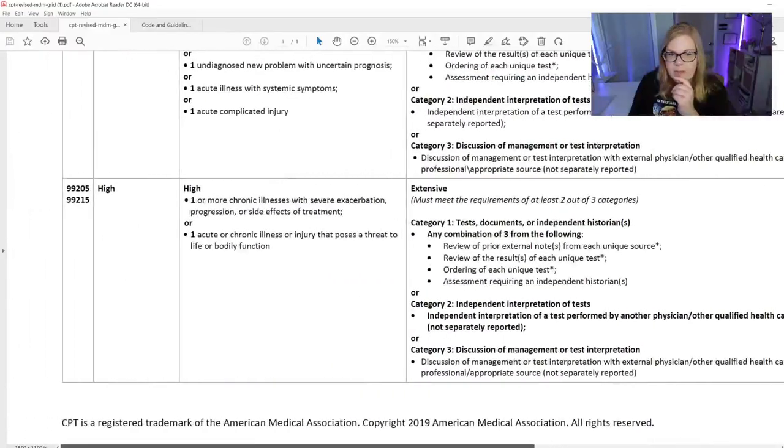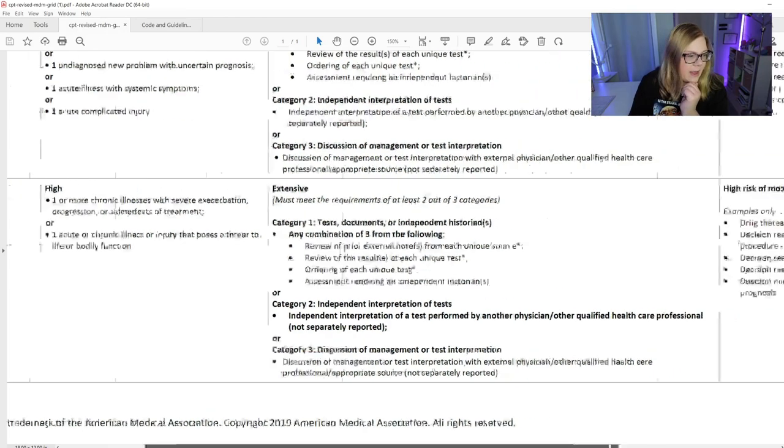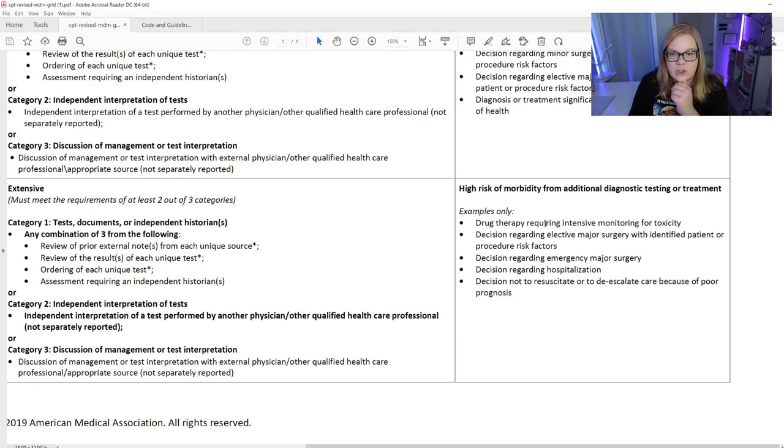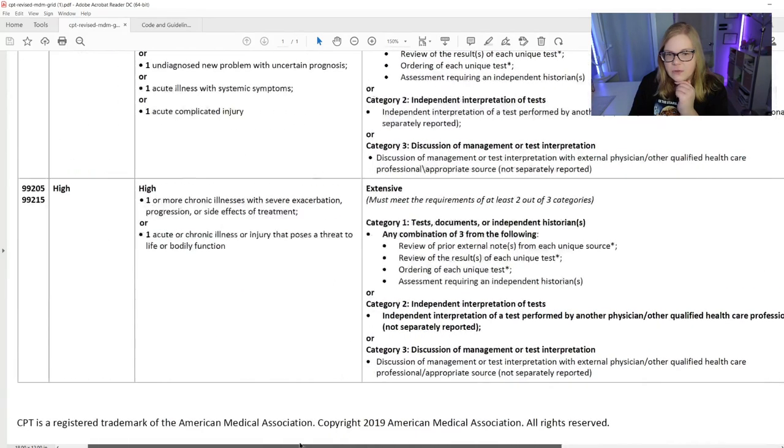So let's say we have a patient here and they've got a severe exacerbation of their condition, and we have a decision regarding elective major surgery. That would count for our level 5 because we've met two of these three elements. That would be around that high risk, they're doing major surgery, and they are having a severe exacerbation.